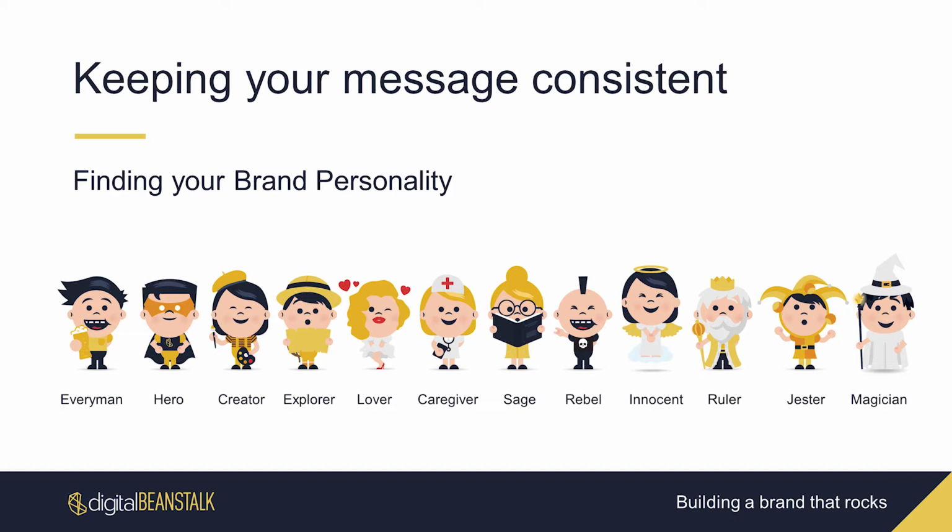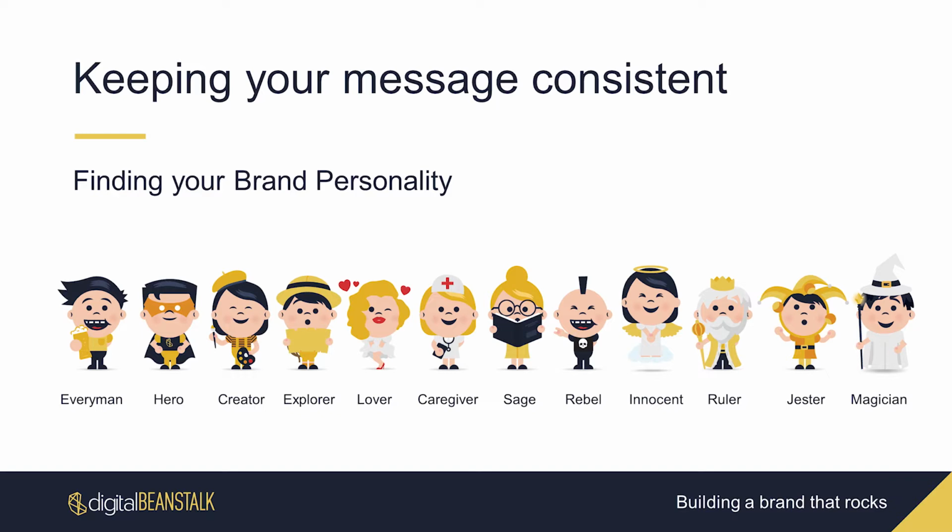They're 12 universal character types that are recognized globally across all cultures. These are what big brands use to keep their marketing and messaging consistent, really make them stand out and make them unique within the marketplace. When you're discovering your own brand personality, be aware that you'll be tempted to just associate with who you think you are. What you really need to do is think about how your target audience views you and who they're going to be most attracted to. That's who you want to project.